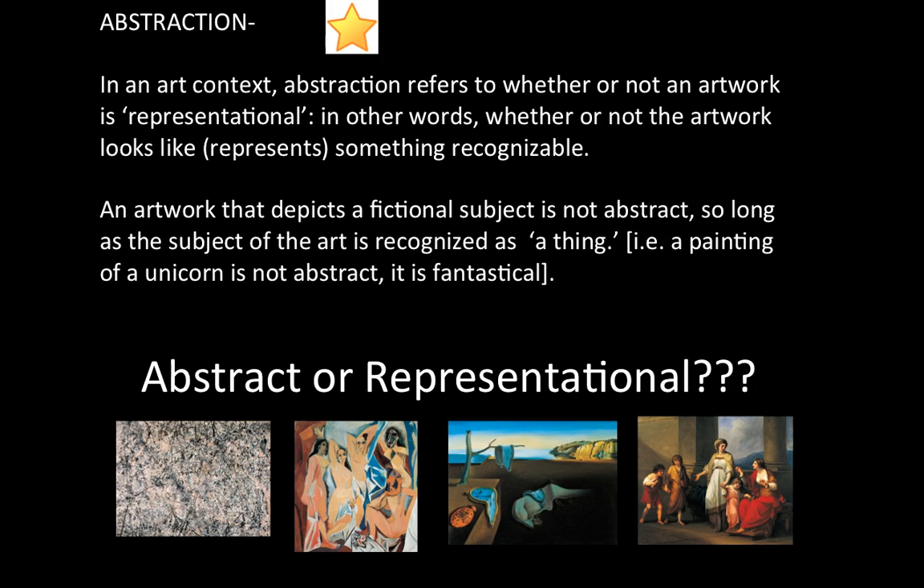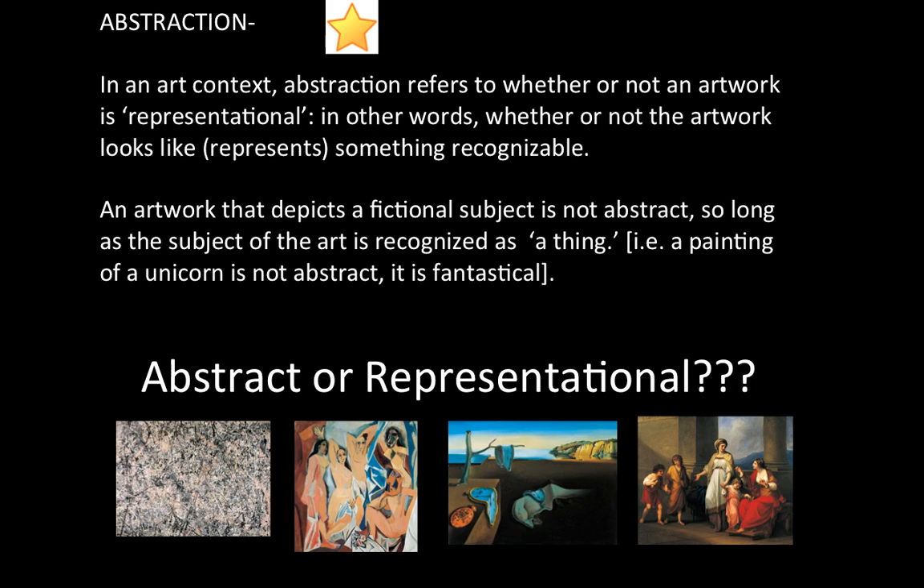And let's review these two words first. Abstraction versus representation. So what do these words mean in an art context? In an art context, abstraction refers to whether or not an artwork is representational, which means whether or not the art looks, which is to say represents, something that we can recognize. An artwork that depicts a fictional subject is not abstract, so a painting of a unicorn isn't an abstract painting necessarily, so long as the subject of the art is recognized as a thing.